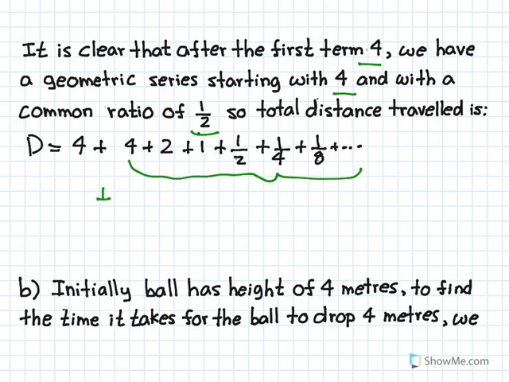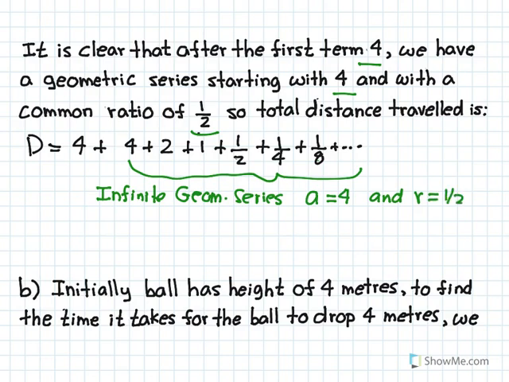So let's write that. We have an infinite geometric series where the first term is 4, a is equal to 4, and the common ratio r is equal to 1/2. So a is equal to 4. Now this 4 is this 4 here. This is not part of the geometric series. The geometric series begins here.